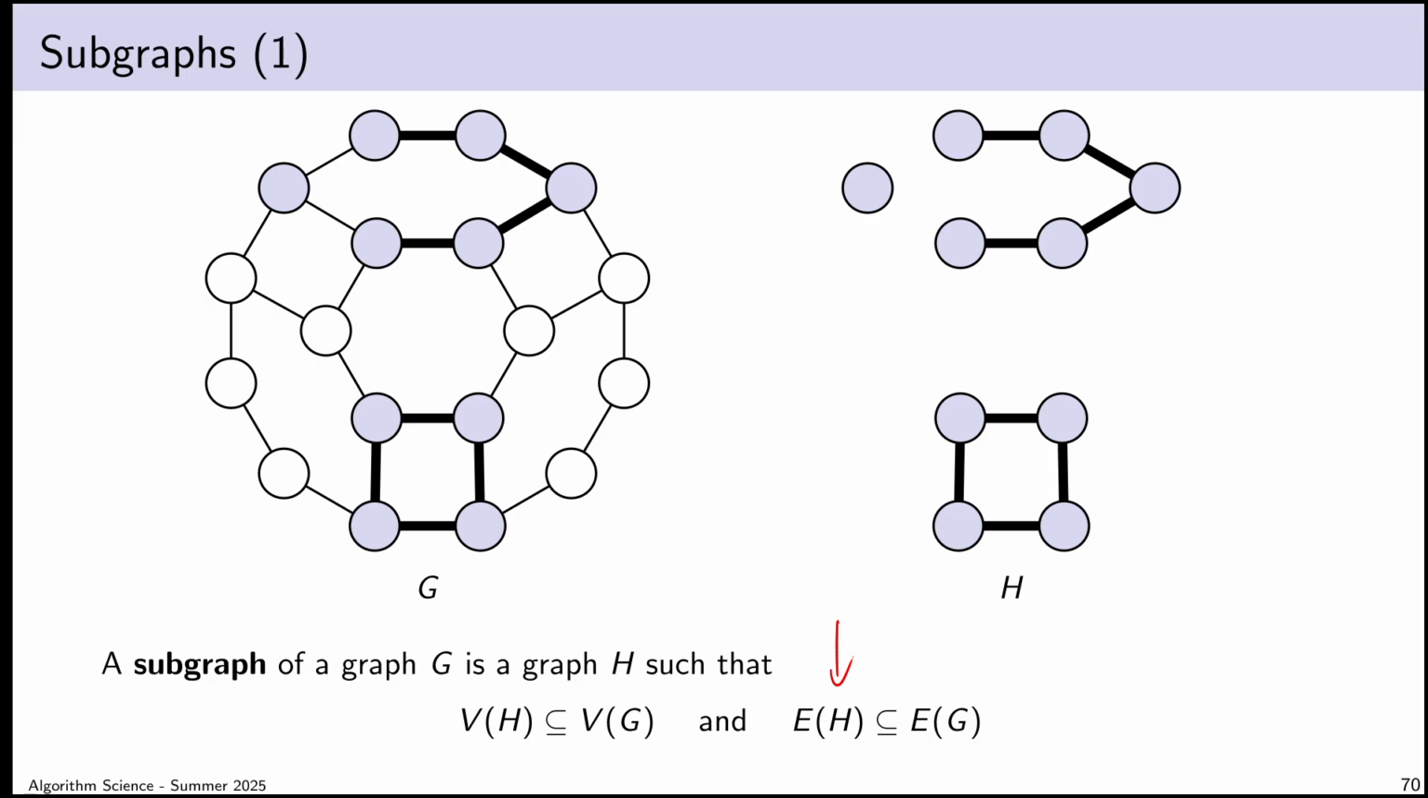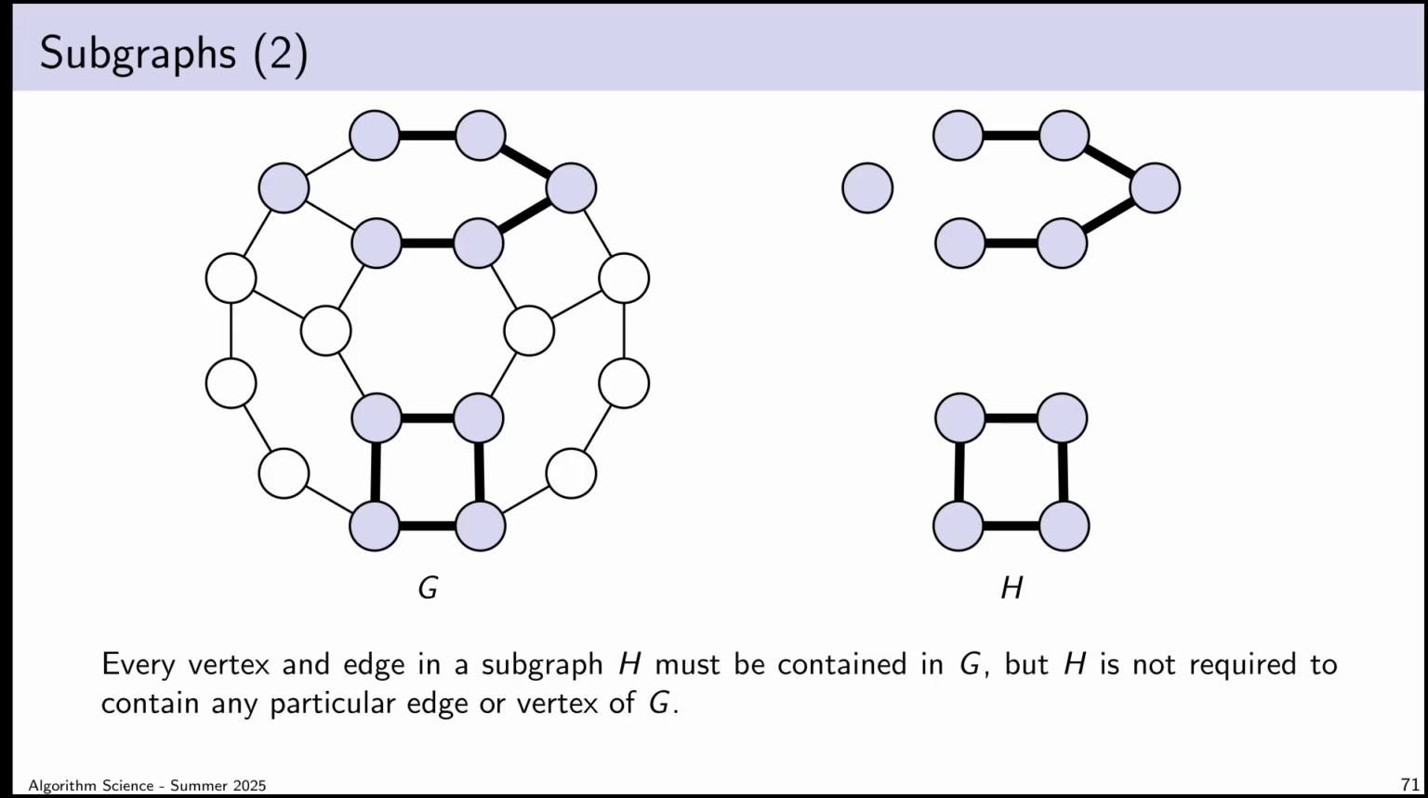All of the edges in the edge set of H must connect vertices in H, because that's a requirement of a graph. So I wouldn't be allowed to add this edge to the edge set of H because this vertex isn't part of H. So that's an implicit requirement when I say that something is a graph. The edges have to connect actual vertices of that graph. When I have those conditions met, H is a subgraph of G.